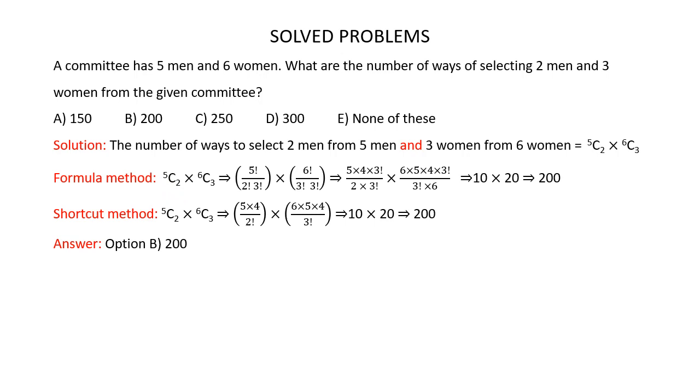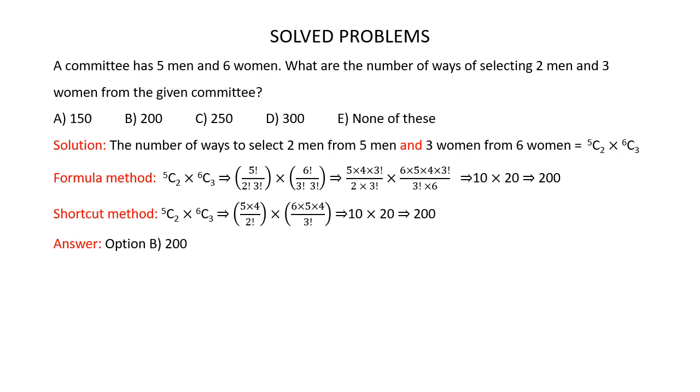5C2 is nothing but 5 factorial divided by 2 factorial multiplied by (5 minus 2) factorial, which is 3 factorial, multiplied by 6C3, which is nothing but 6 factorial divided by 3 factorial multiplied by (6 minus 3) factorial, which is 3 factorial. Now 5 factorial can be written as 5 multiplied by 4 multiplied by 3 factorial, so that the 3 factorial in the numerator and 3 factorial in the denominator can be cancelled.